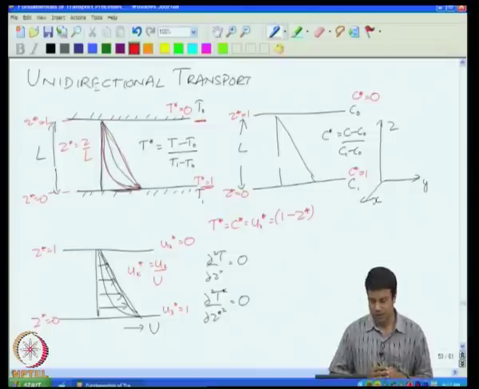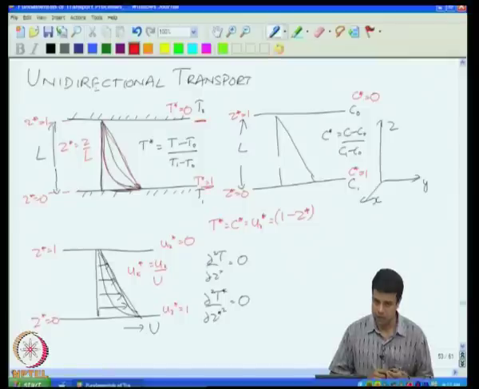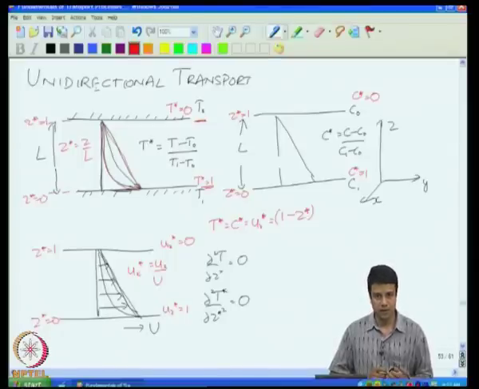Same thing with concentration. You can have two plates, one at a lower concentration, one at a higher concentration, and there's going to be a flux from one plate to the other. At steady state, when nothing changes in time, that flux has to be a constant and the concentration has to be a linear function of position between the two plates.